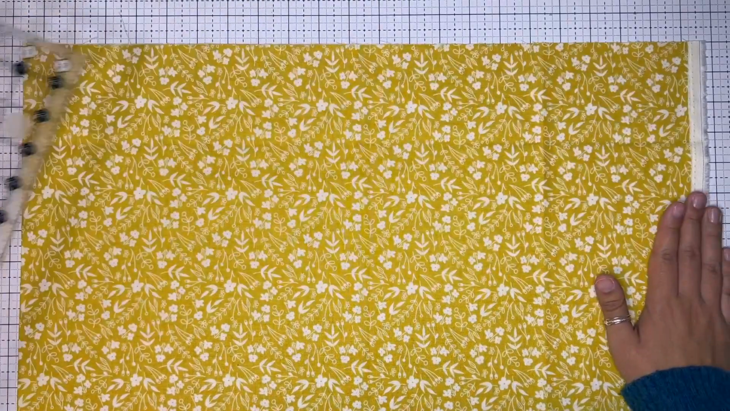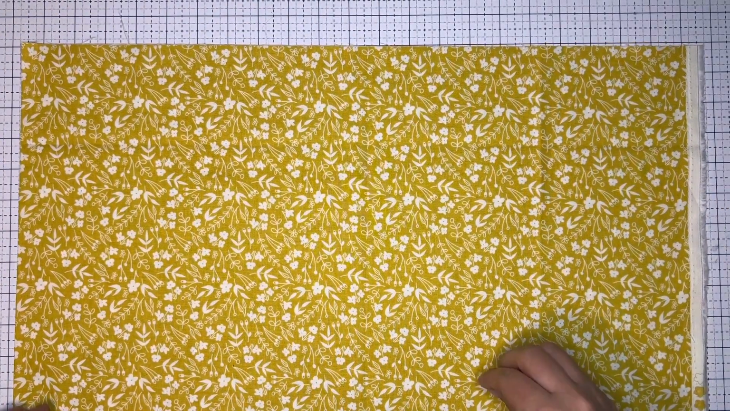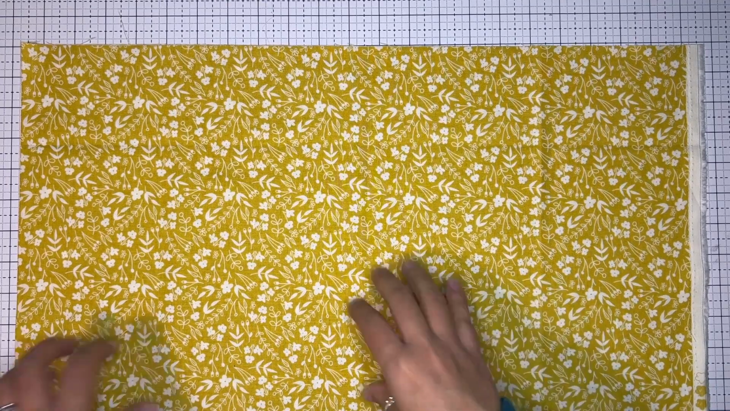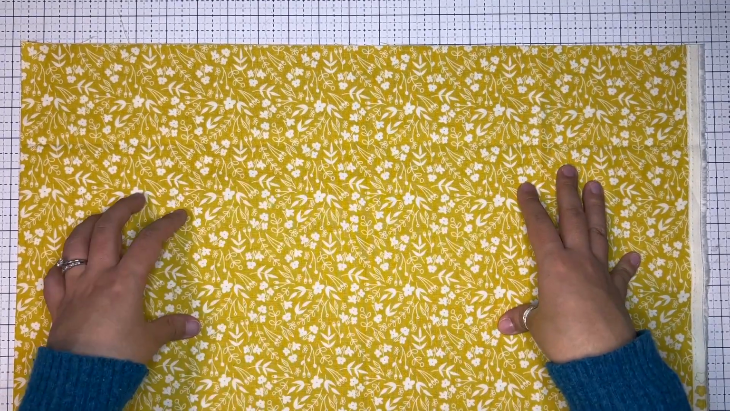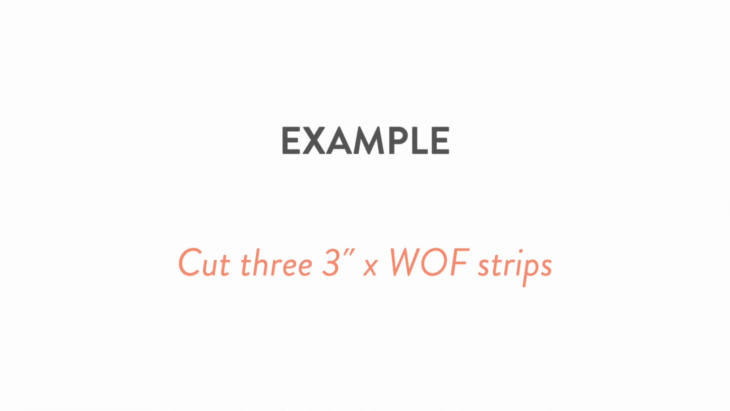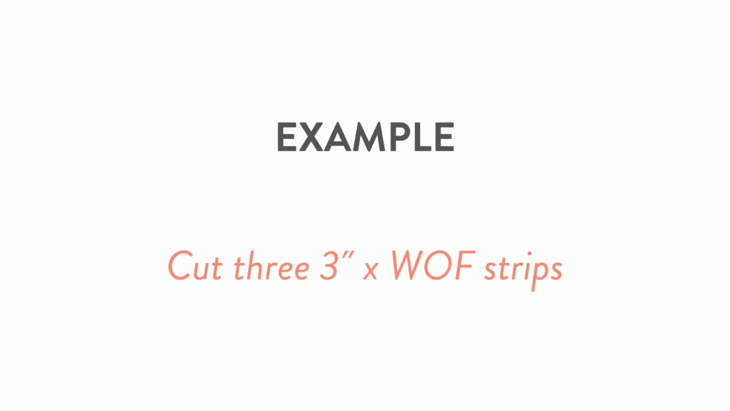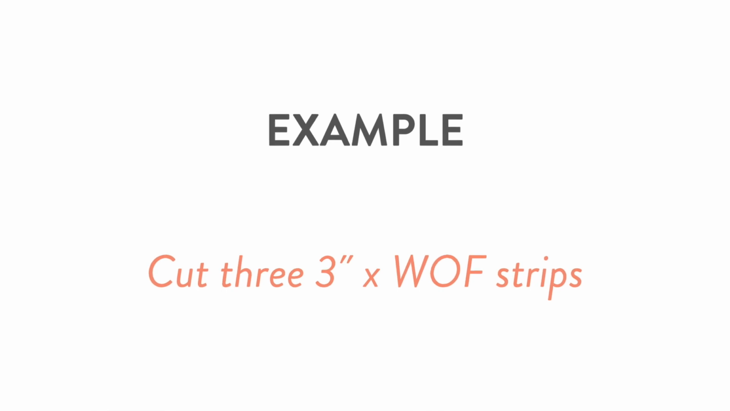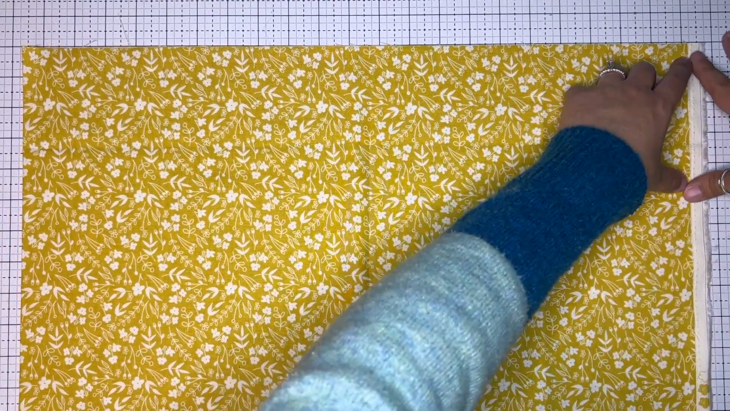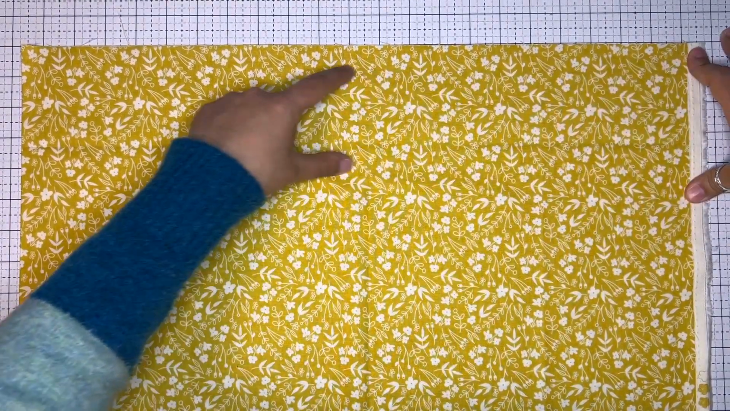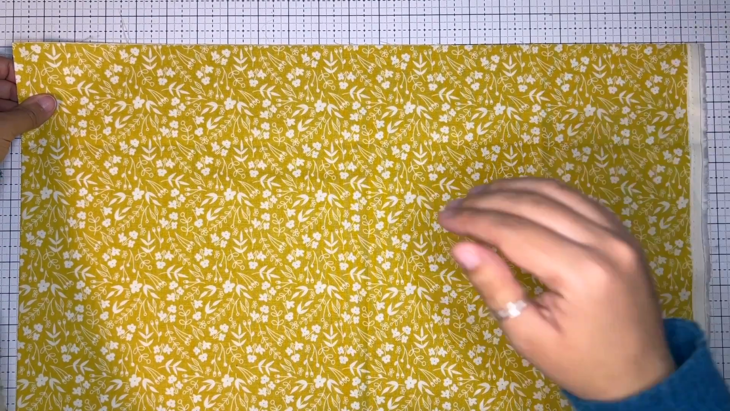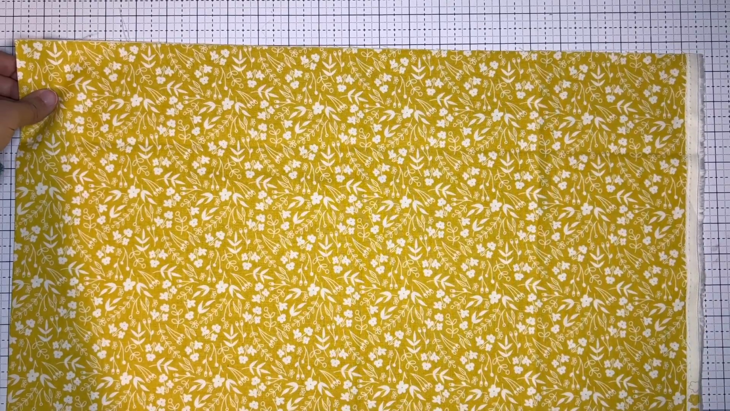So let's talk about how you will see this in patterns. A lot of the times you will see on a cutting table or the cutting instructions, it will say cut 3 strips that are 3 inches by WOF, or width of fabric. So that means that you will be cutting a strip that is 3 inches by the width of fabric. And let me show you how to do that really quick.